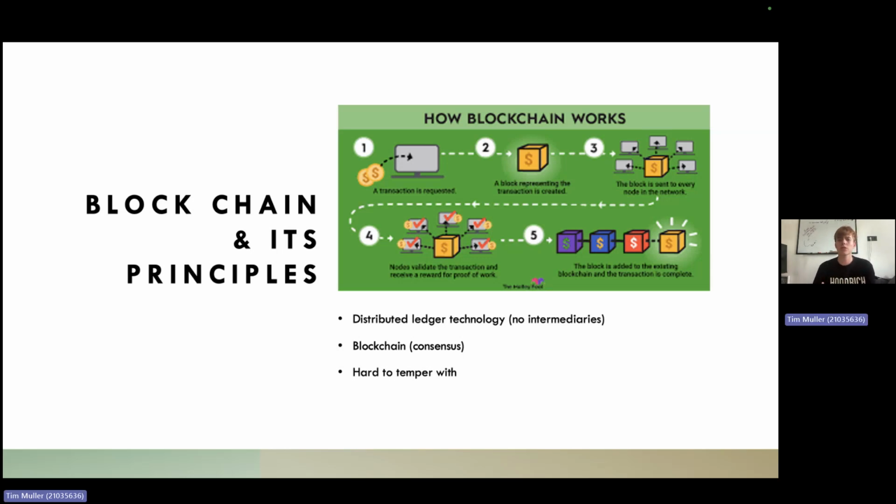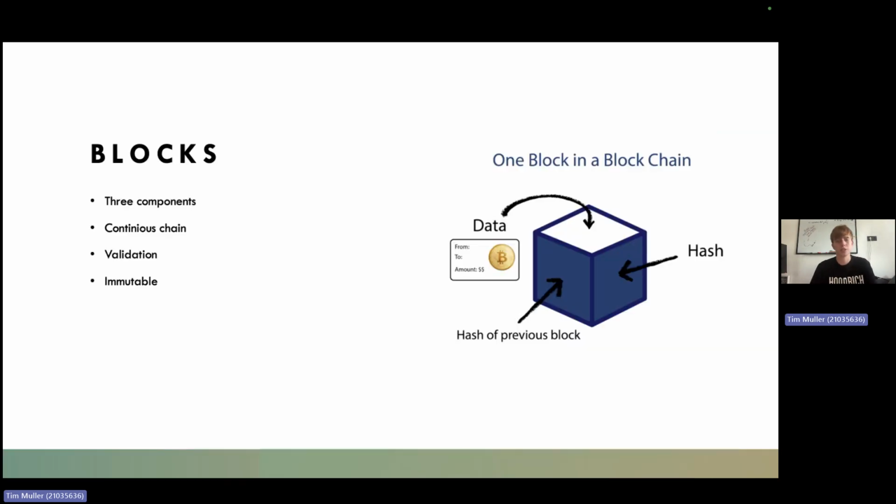Also, it's hard to tamper with, because each block has a unique fingerprint, also called the hash of the block. This hash is basically a mathematical puzzle that is created from the information included in the block, but also the information of the previous block. So when you create more blocks, this puzzle gets more and more complex, and that's why it's hard to tamper with this process.